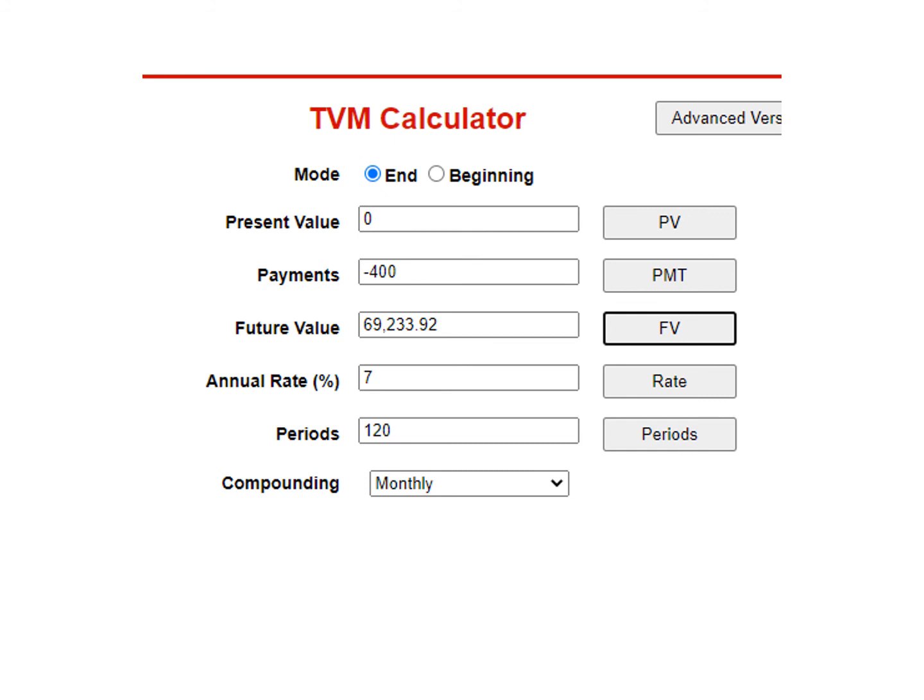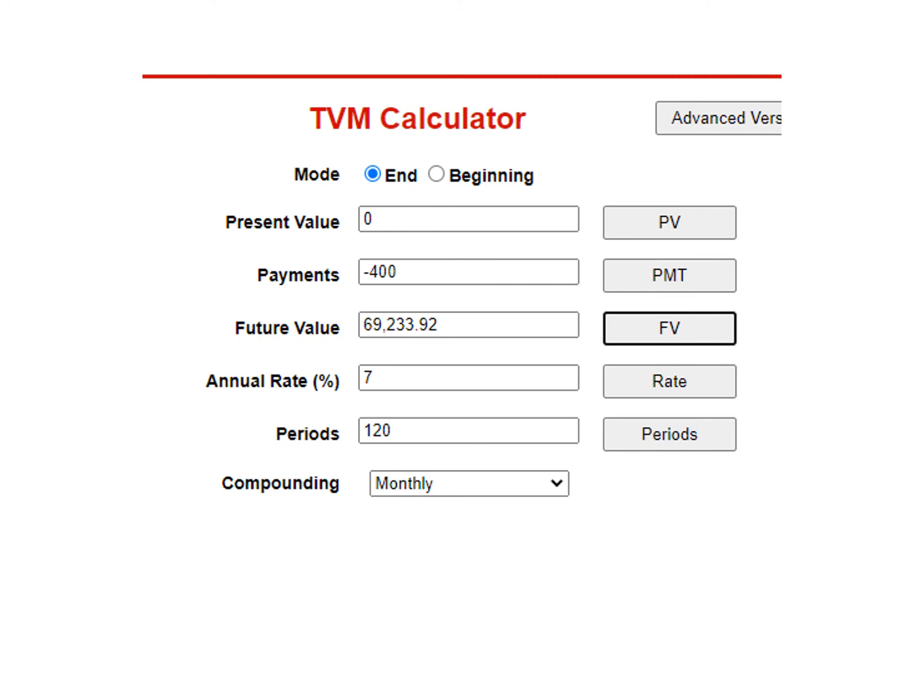So that's where the payment comes from on this slide. You see, the present value means they start with no money. Payments minus $400. They're putting $400 into this fund every month. We're going to assume that they have an average annual rate of return of 7%, which is a bit modest. Most financial advisors use 8%.